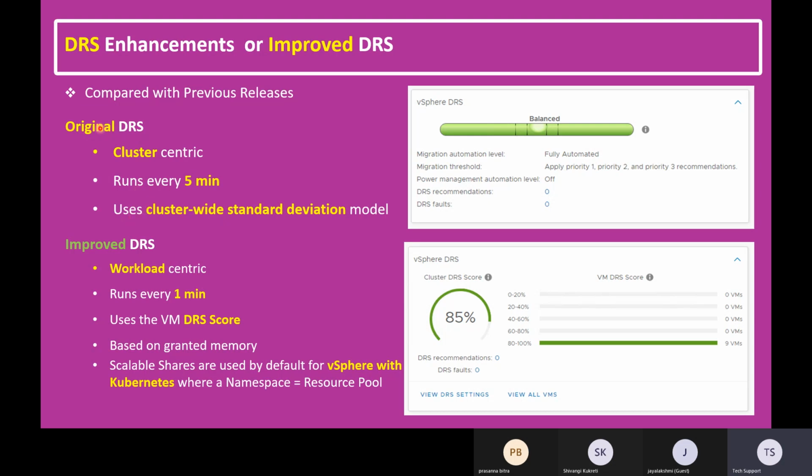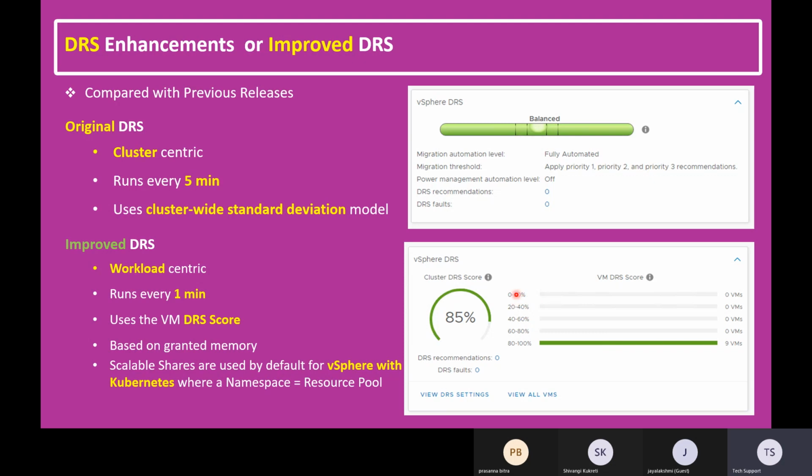And earlier, DRS used a cluster-wide standard deviation model. Standard deviation model means whenever any ESX host requires additional resources, it will move VMs to another host only based on the cluster-wide deviation. But in the latest version, DRS uses a DRS score concept. Like our scores in college days or school days, marks, even DRS also uses scores. If the VM score is 80 to 100%, it's a merit student, so the virtual machine has enough resources. It's in green color.